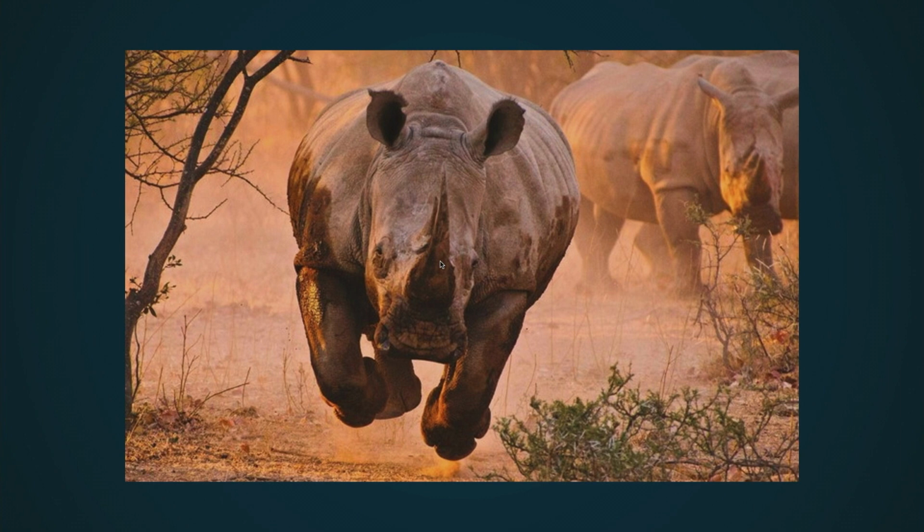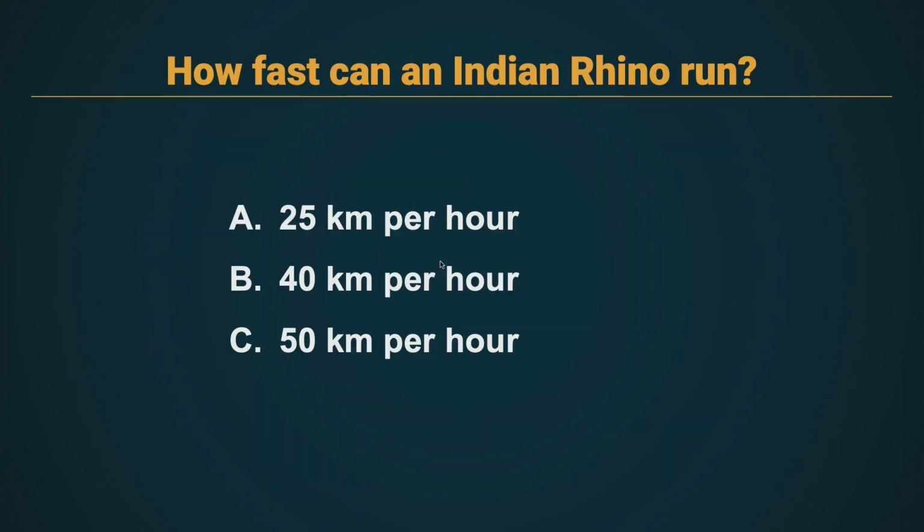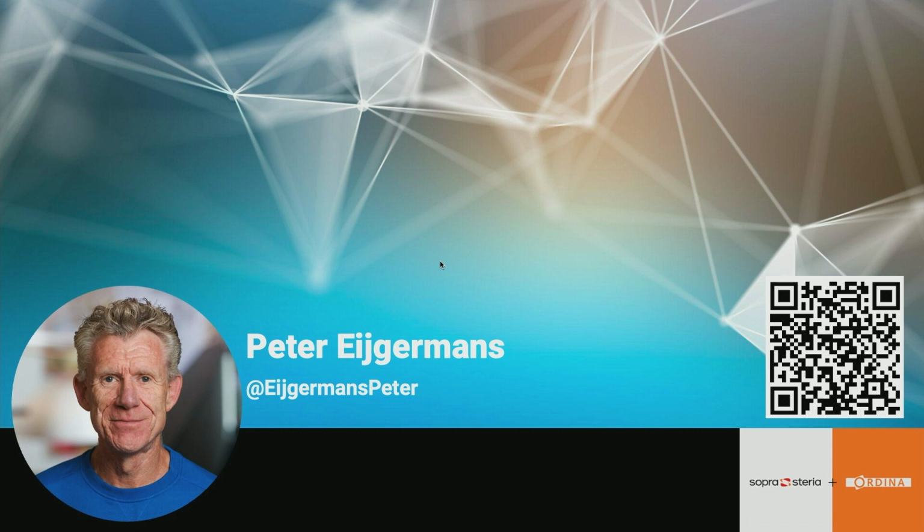Here he is running. How fast can an Indian rhino run? Who thinks A? Yeah, you? Okay. B? No. C it is. Unbelievably fast. So he stands under my branch.